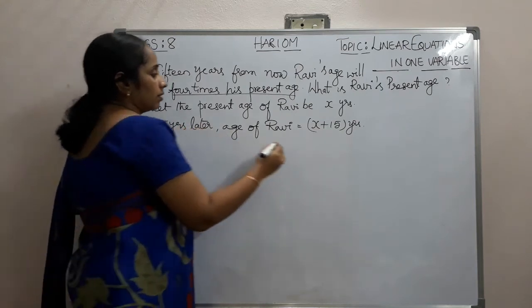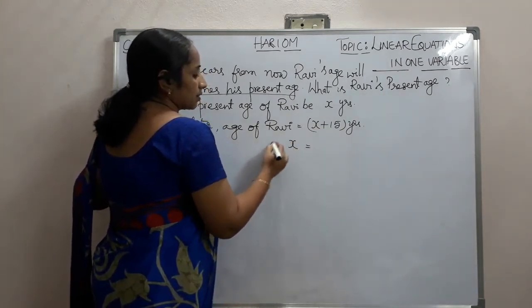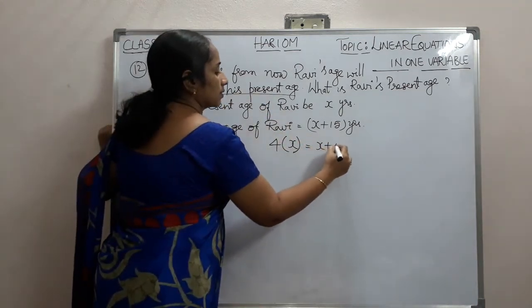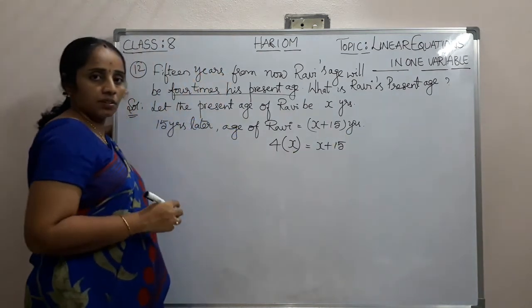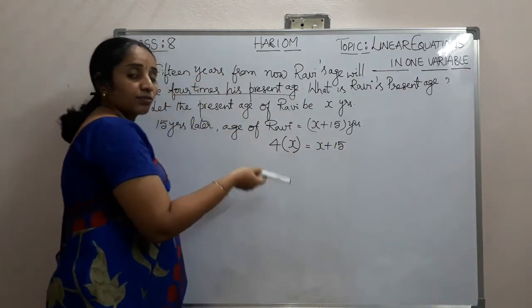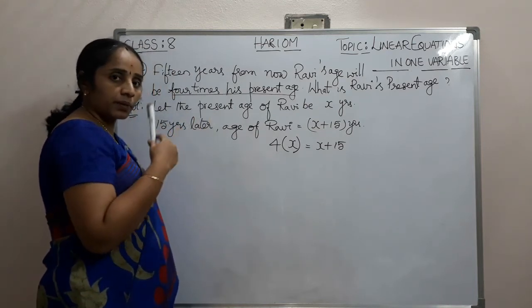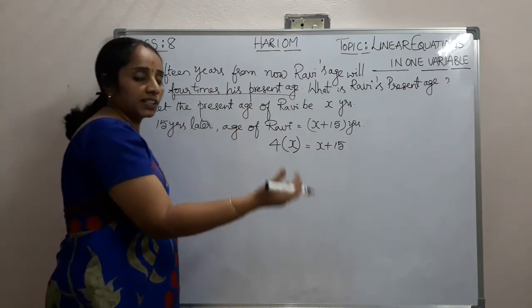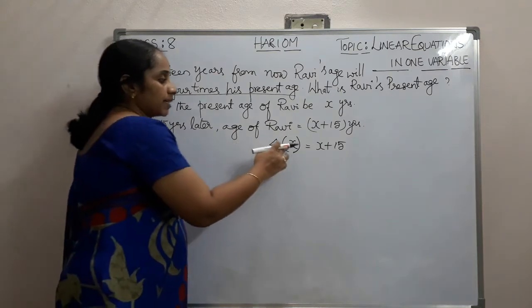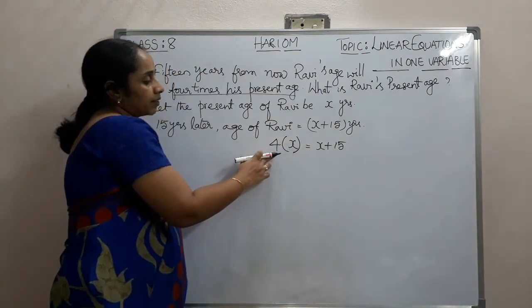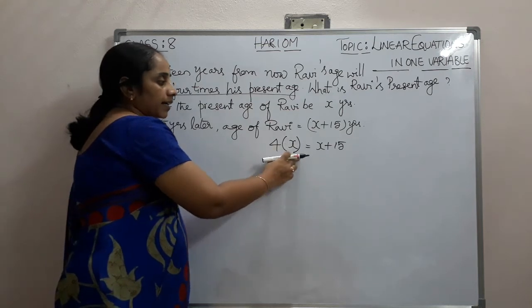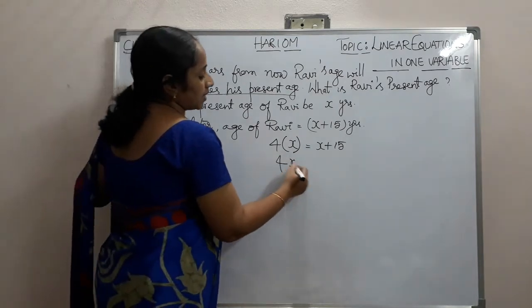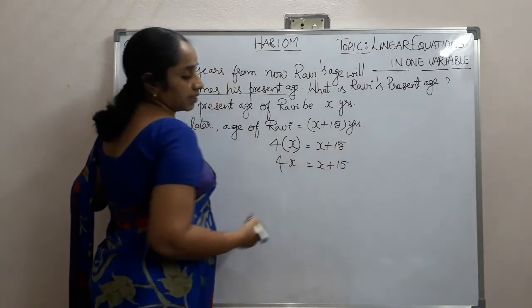So his present age, if we make it 4 times, that is equal to his age after 15 years. So present age x, we made it 4 times, that is equal to after 15 years, which means x plus 15. So 4x is equal to x plus 15.